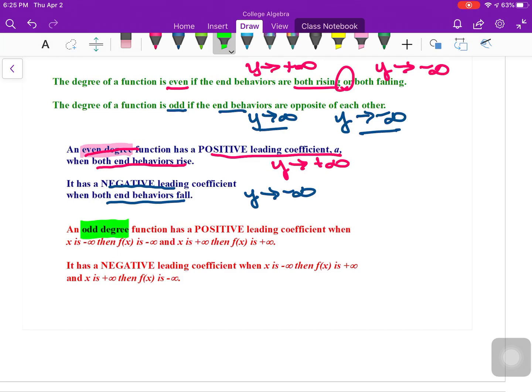When your degree is odd and you have a positive leading coefficient, as x goes negative, y goes negative. Negative, negative. As x goes positive, y goes positive. Positive, positive. But when the leading coefficient is negative, when x is negative, y is positive. Negative, positive makes negative. When x goes positive, y goes negative.